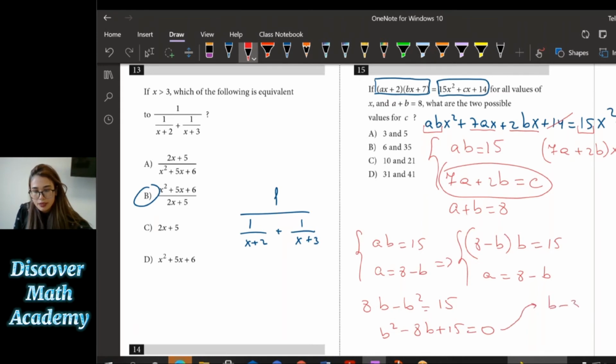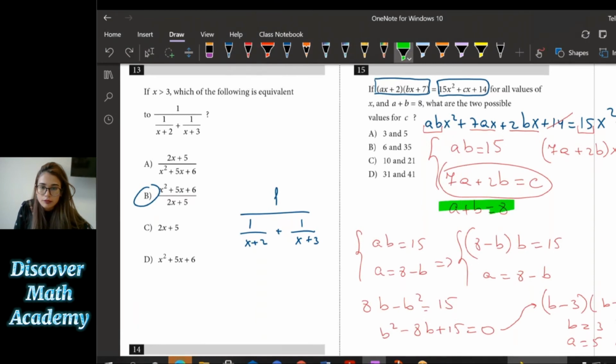Okay, (b minus 3)(b minus 5) is equal to 0. b is going to be 3, b is going to be 5. So what do they ask? What is c? If b is 3, a is going to be 5. If b is 5, a is going to be 3, yes, because of this one. So I need to find 7a plus 2b. 7a plus 2b is equal to c.